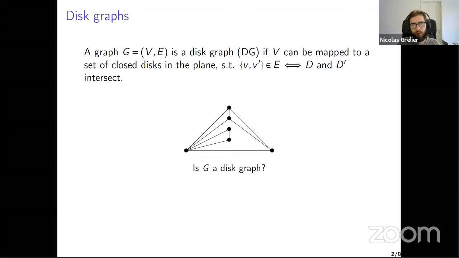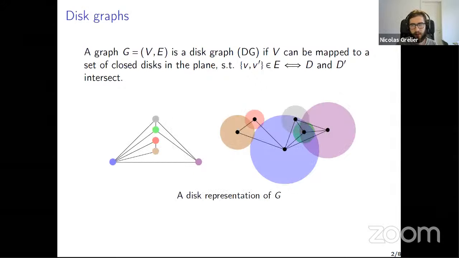So we consider a graph G, and we say that G is a disk graph if it is possible to map the vertices of G into a set of closed disks in the plane, such that two vertices in your graph are adjacent if and only if the corresponding disks intersect. So here, for example, we have a graph G, and we can wonder whether G is a disk graph. And it is indeed, because it has what is called a disk representation.